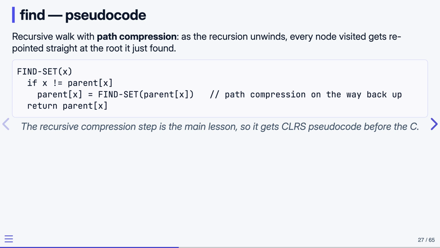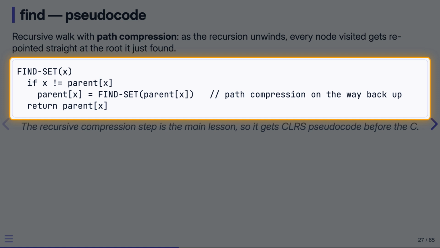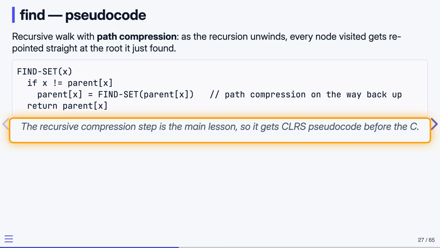Now the same walk written as pseudocode, and it adds one powerful trick called path compression. The function findSet takes x. If x is not equal to parent at x, then x is not its own root. So it calls findSet again on parent at x, and stores the result back into parent at x, then it returns parent at x. That storeback is path compression. As the recursion unwinds, every node it passed gets repointed straight at the root it just found. Because compression is the real lesson here, we show it first in pseudocode, and then in C on the next slide.